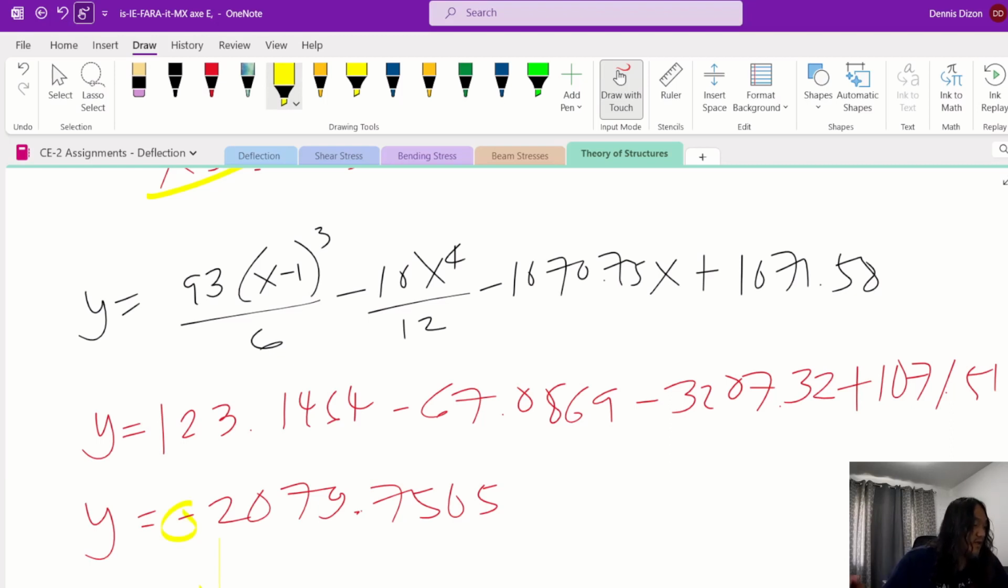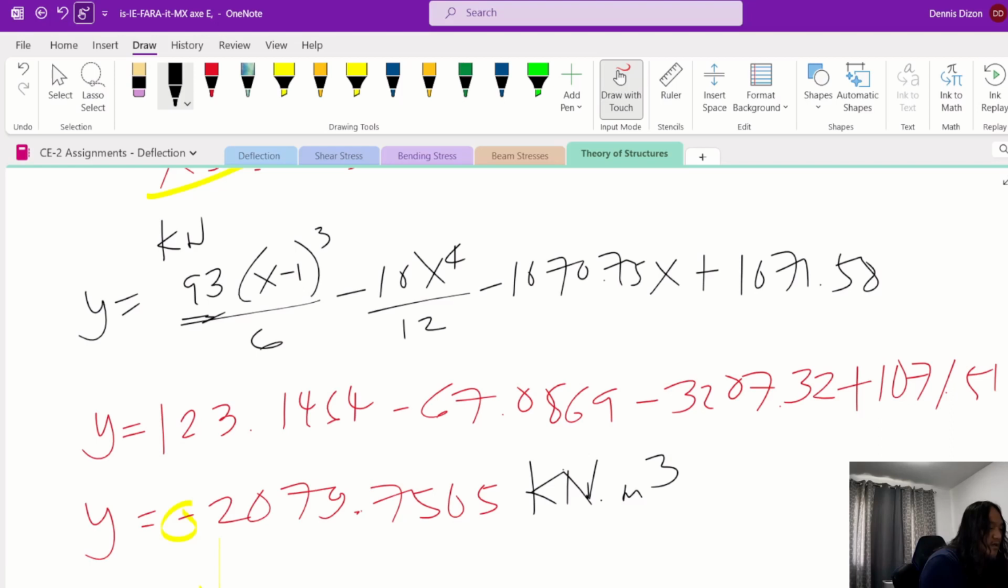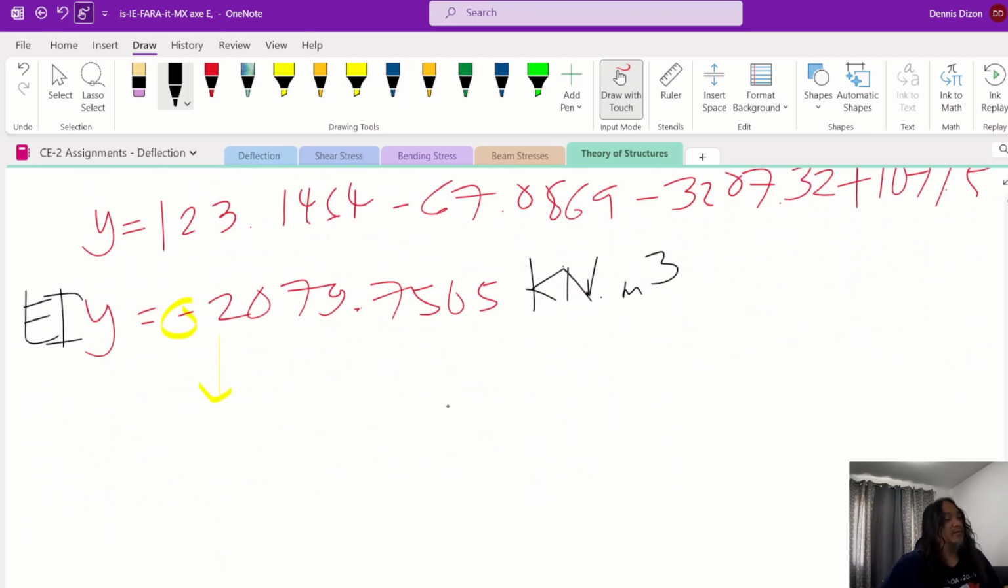Now the unit of this one: our load is in kilonewton. The reaction 93, the biggest term here, is in kilonewton, and the distance is cubed in meters. So therefore our unit here is kilonewton meter cubed. But this is in terms of flexural rigidity, EI. So we will now solve.